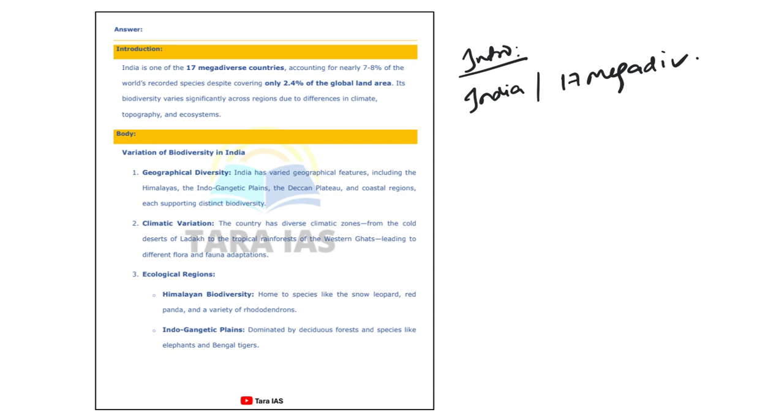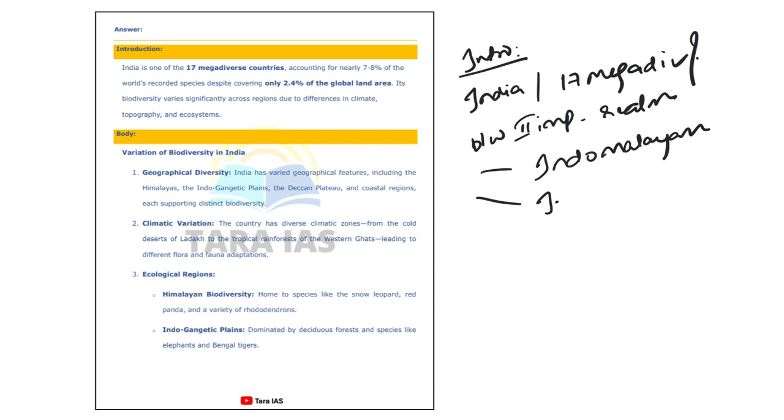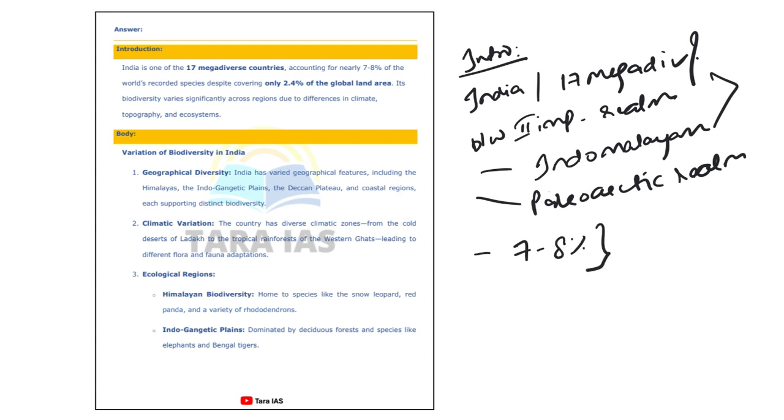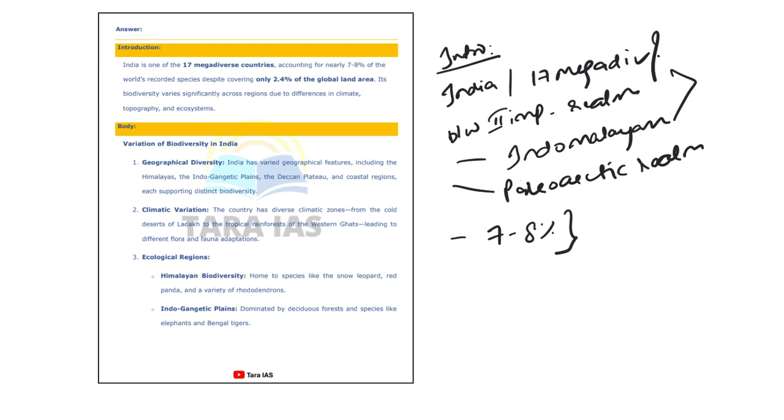So first you will write India is one of the 17 mega diverse countries, or if you want, you can also write that it lies between two important realms. What are those? The first is the Indo-Malayan realm, and the next is the Paleo-Arctic realm. You can write any keyword, that is fine. And then India contributes around 7 to 8% of the world's species. This is how you introduce your answer for this particular question.